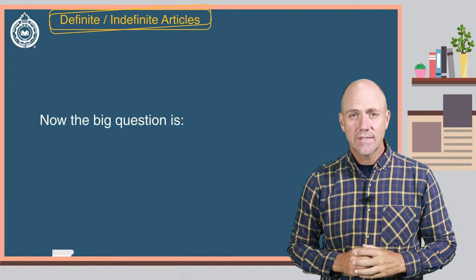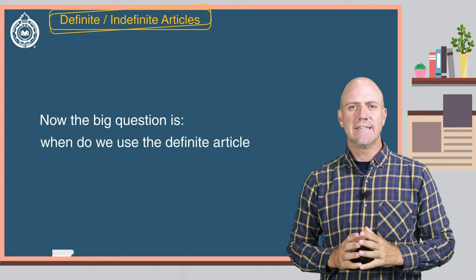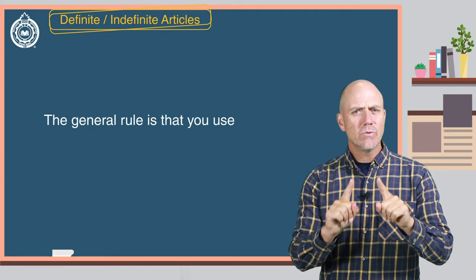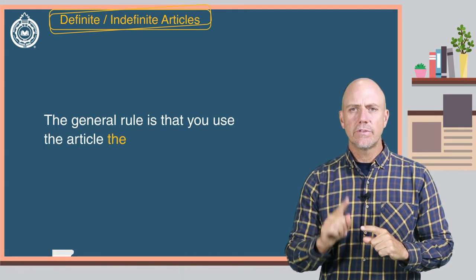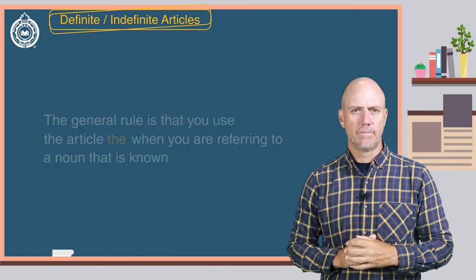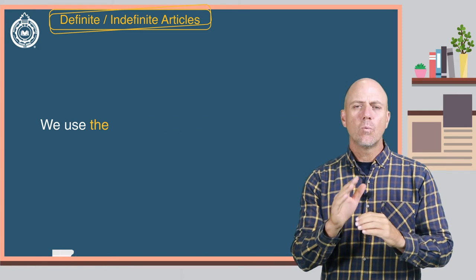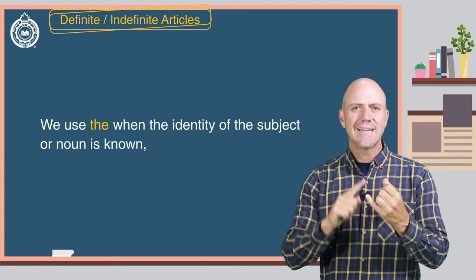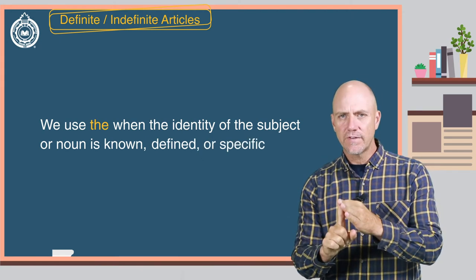Now the big question is, when do we use the definite article the in English? The general rule is that you use the article the when you are referring to a noun that is known. We use the when the identity of the subject or noun is known, defined, or specific.